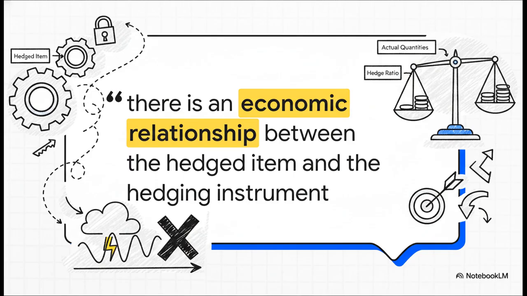Instead, the standard outlines 3 qualitative criteria. First, there has to be a genuine economic relationship between the hedged item and the hedging instrument. Second, the effective credit risk cannot dominate the value changes. And third, the hedge ratio must be based on the actual quantities your entity uses without intentionally creating some sort of imbalance just to achieve a specific accounting outcome.